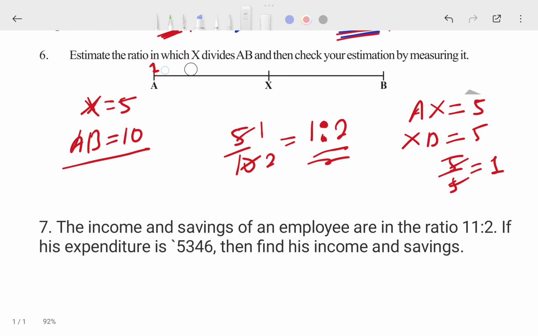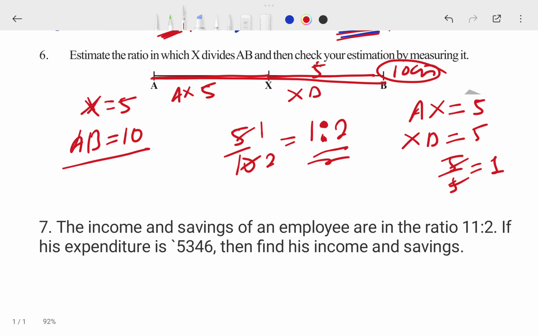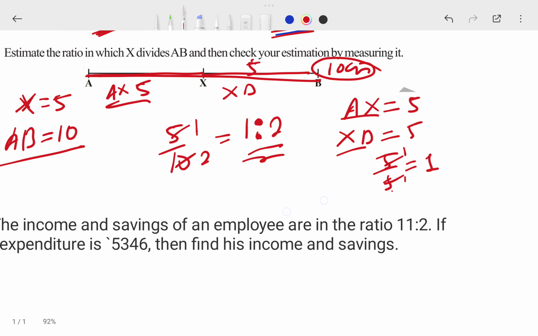So in this one, what is it telling? Simple, you have to take the measurement. From here to here, the measurement is 10 centimeter. But if you see, from here to here, the measurement is 5. From a to x, from x to b, the measurement is 5. What is the total measurement? Total measurement is 10 centimeter. Now from x, if you want to write the ratio, it's going to be 5 is to 5. If it is cancelled, it will be 1 is to 1. So what is the ratio?